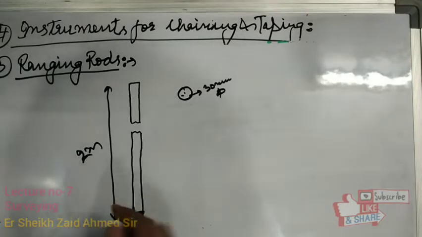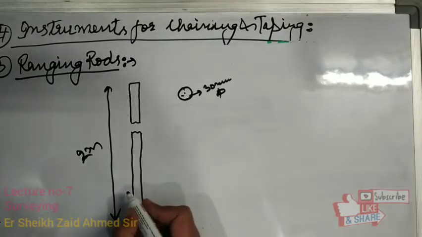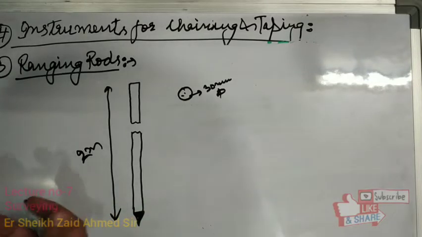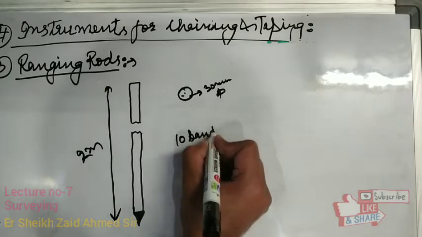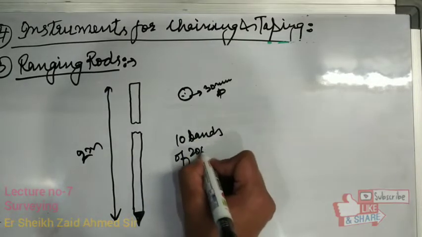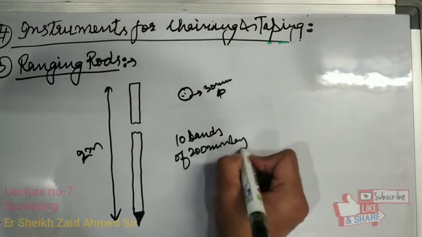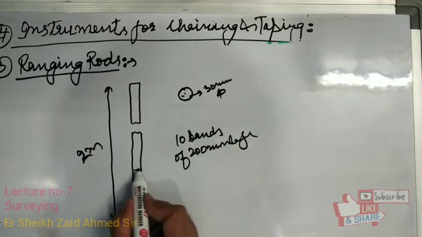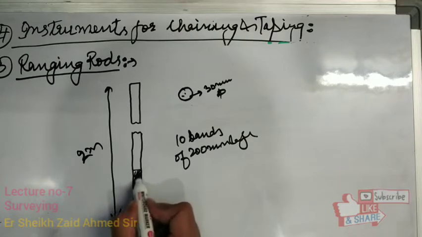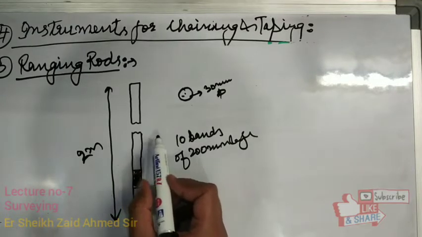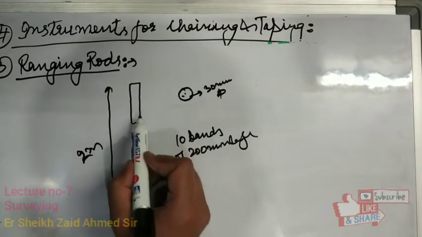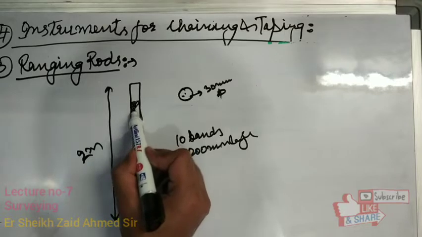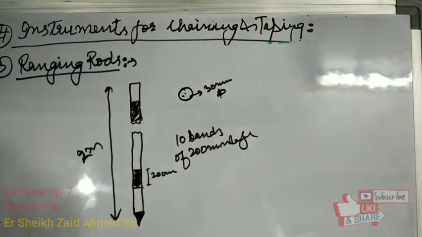See, if it is a 2 meter length, then there are bands of 200 mm each, and there are 10 bands of 200 mm length. For example, these are the bands. This is 200 mm. Again, here is the band. The bands are painted alternately black and white.